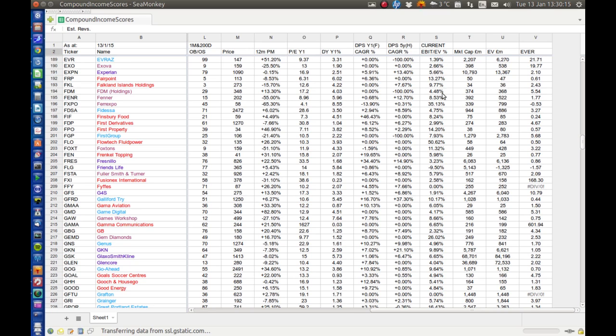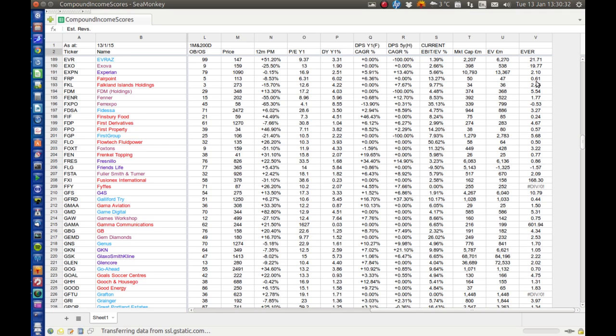Then one of my favourite valuation metrics is the EBIT to enterprise value yield, which is shown in column S there. And finally we've got market cap and the enterprise value, which is simply the market value plus or minus debt or cash that's on the balance sheet.